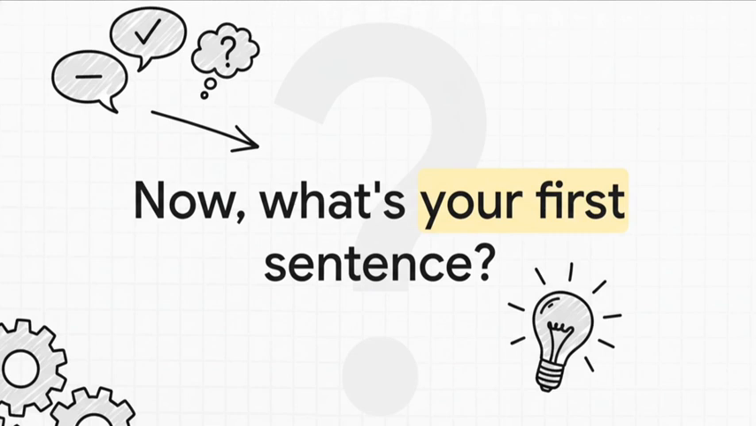And there you have it. Those are the 3 pillars of English sentences. With these really simple but powerful tools, you can express pretty much any idea, ask any question, and have a conversation with confidence. So now it's your turn.